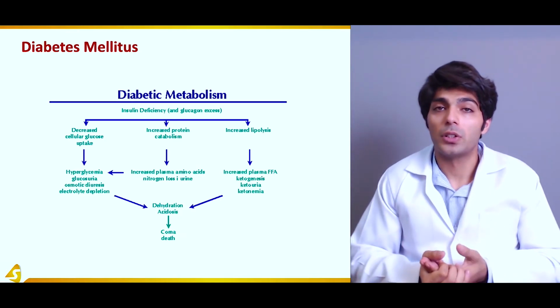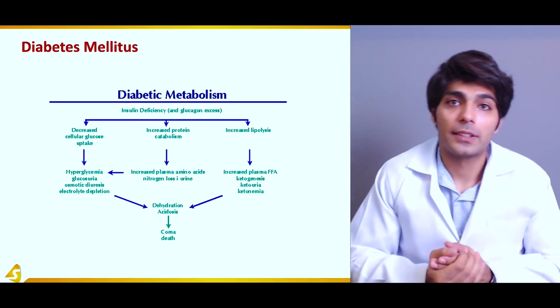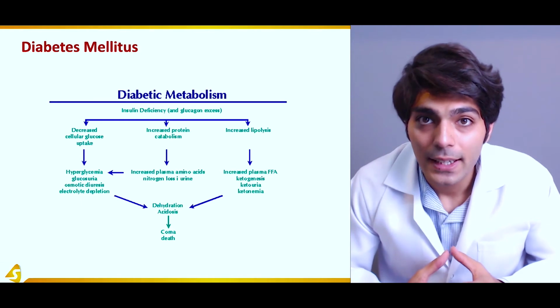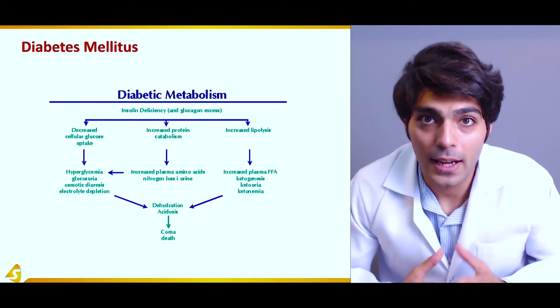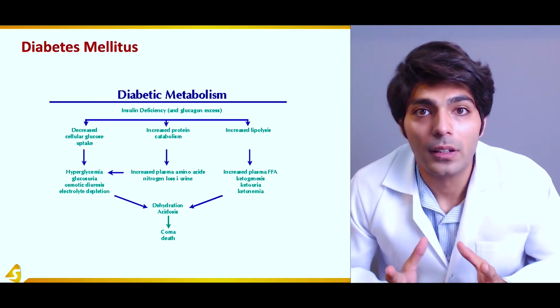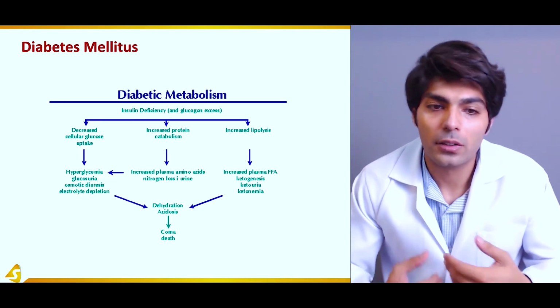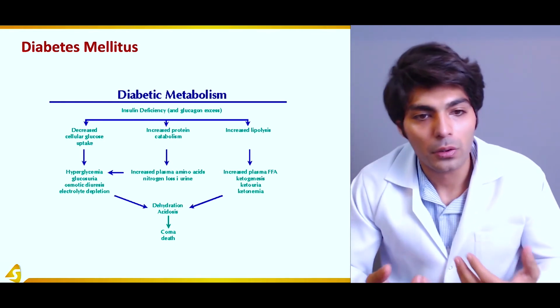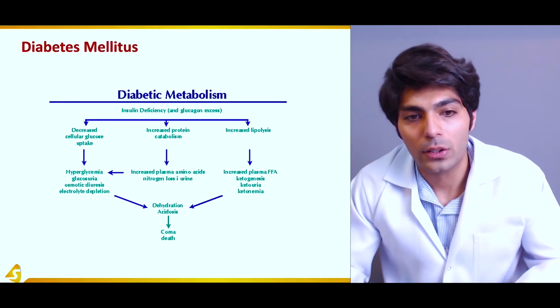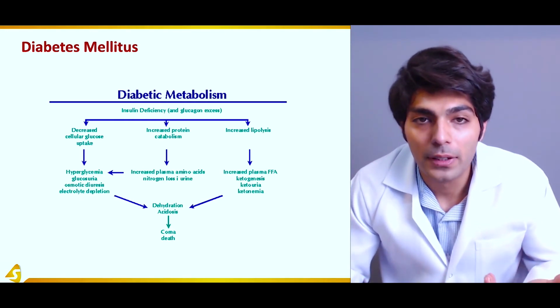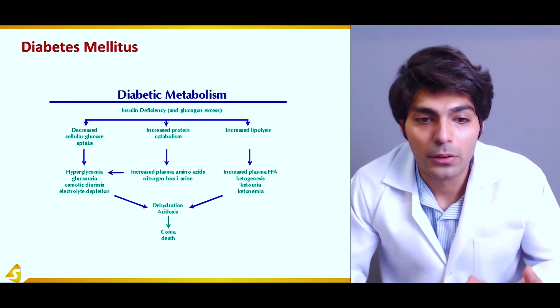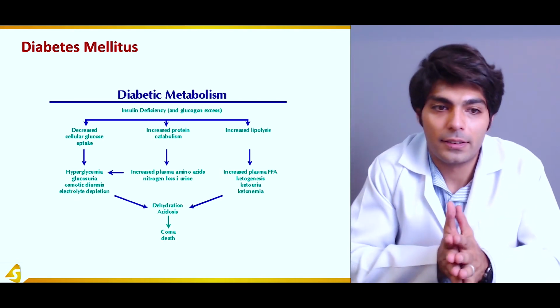There's an increase in lipolysis because there's an oxidation of the fatty acids, and these fatty acids are converted into ketone bodies. So there's a total catabolic effect. There's decreased cellular glucose uptake, and a hyperglycemic state. There will be glycosuria because insulin is resistant.